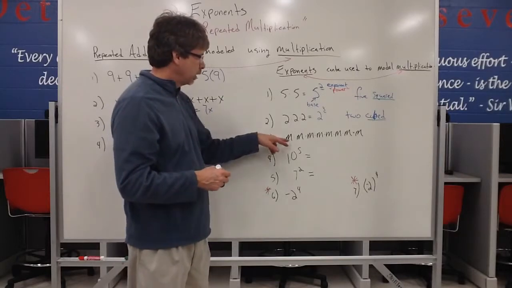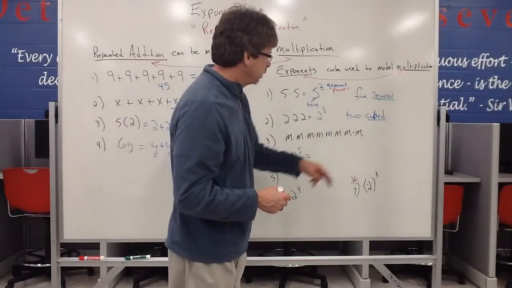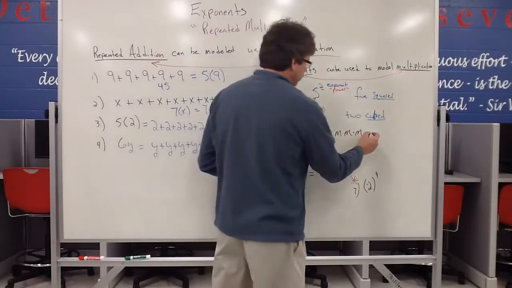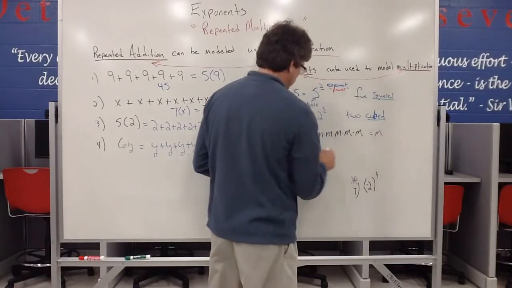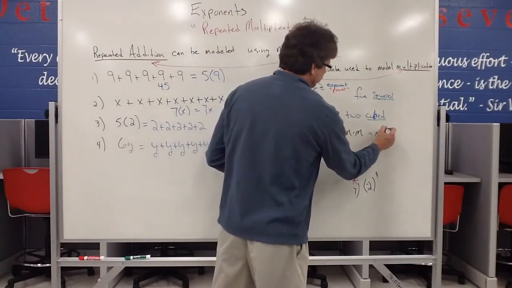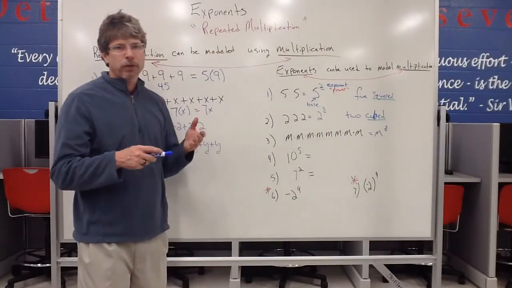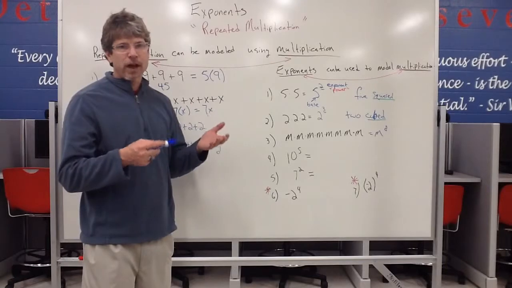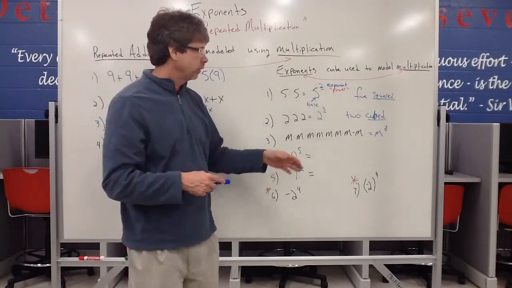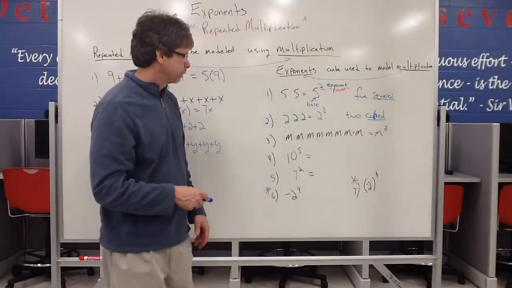For instance, m times m times m times m times m times m times m times m. Since that's repeated multiplication, we can use an exponent for that. We can say it's m to the 1, 2, 3, 4, 5, 6, 7, 8th. So m to the 8th power. And again, there's no special word for that. When you get to exponents like 4s and 5s and 6s, we just simply say "to that power." So in this case, m to the 8th power is how we would read that.